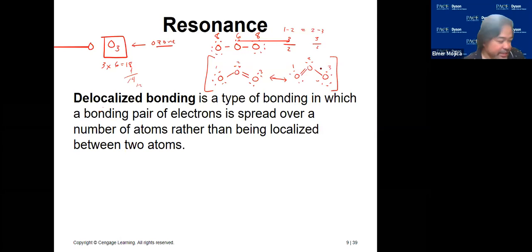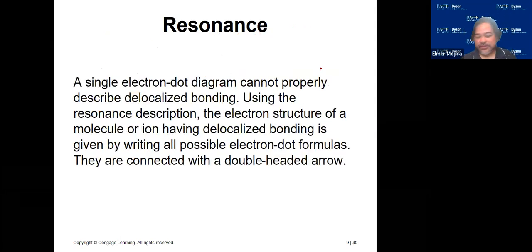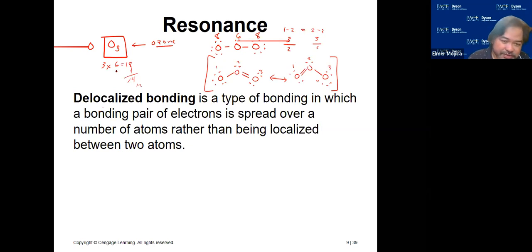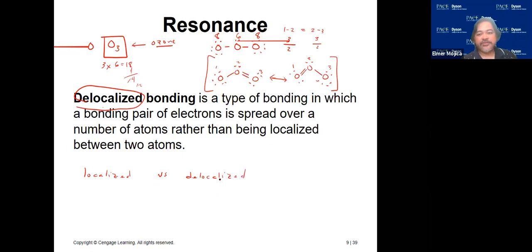And if you look further here, using the resonance description, the electron structure of a molecule or ion having delocalized bonding is given by writing all possible electron dot formulas, and they are connected with a double-headed arrow. So look at the term that they have there. What does delocalized mean? Or what is localized versus delocalized? The way that you look at this, maybe this is stationary, and this is moving.